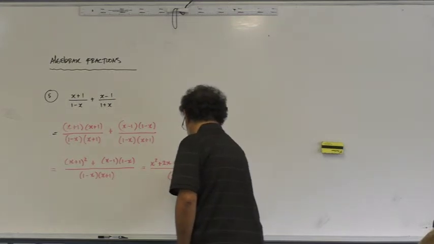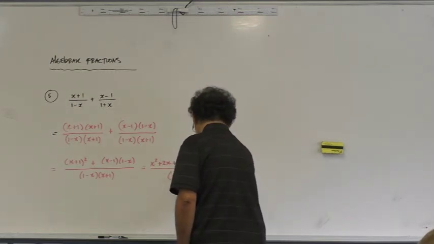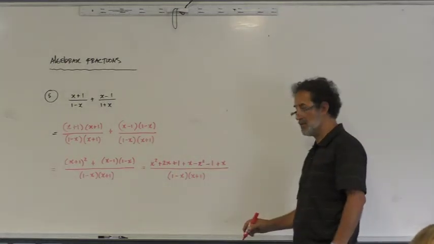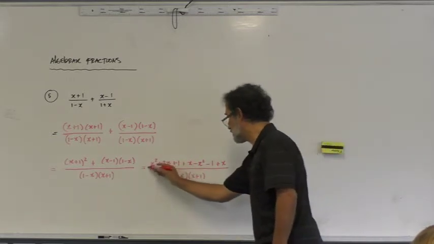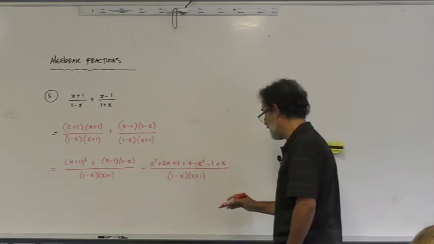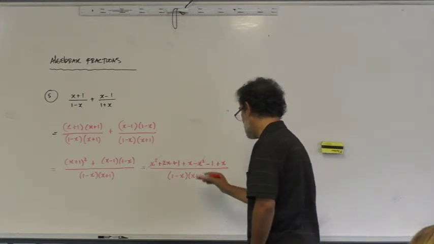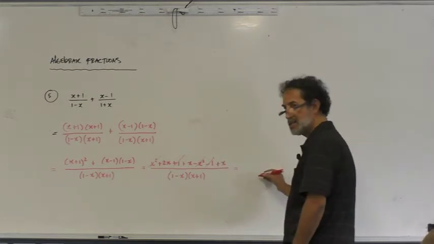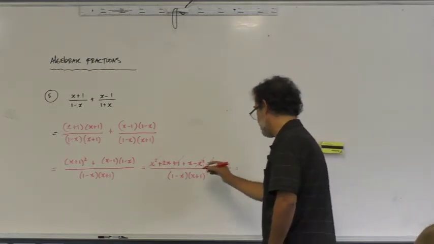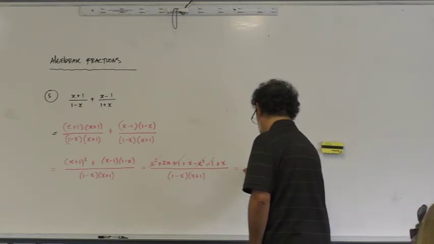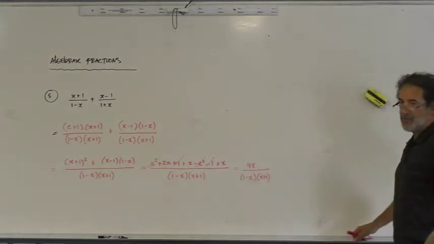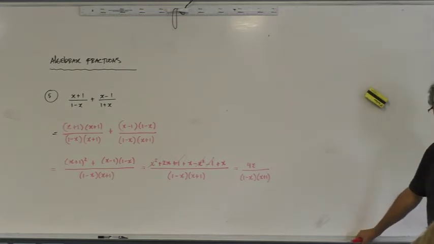I said again, you don't need to expand the denominator, just leave it like that. Again, then you simplify the top line. If you look carefully, you can see that the x squared cancel each other. You can see the 1 and negative 1. And finally, we're going to have how many x's? 4x. So we have 4 x's over the common denominator.